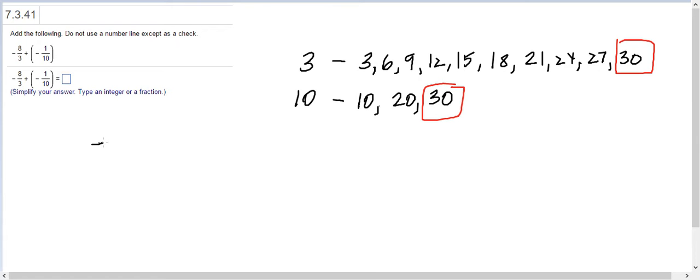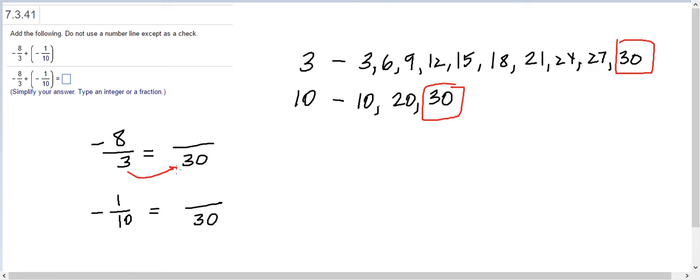So what I need to do is take negative 8/3 and rewrite that as a fraction with 30 in the denominator. And I need to write negative 1/10 as a fraction with 30 in the denominator. Now they'll both have the same denominator. So what I do when I want to do this, I say 3 goes into 30 10 times.